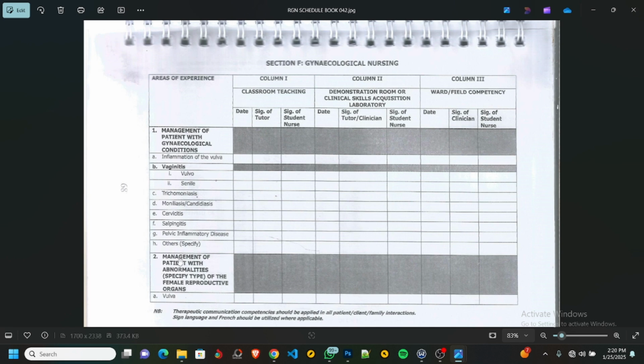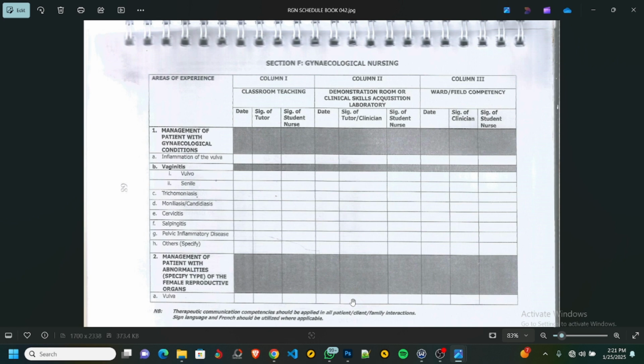And if you look at something like this, management of patients with abnormalities, which of the abnormalities they have at least indicated, abnormalities of the vulva, you'll be taught in the classroom. In the classroom, we might not get a physical patient with problems with the vulva. We would use some of these mannequins to teach. But when you get to the skills lab, the mannequins will be used. You can sign for demonstration.